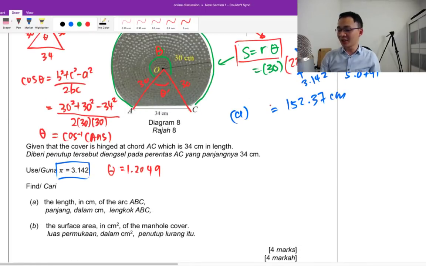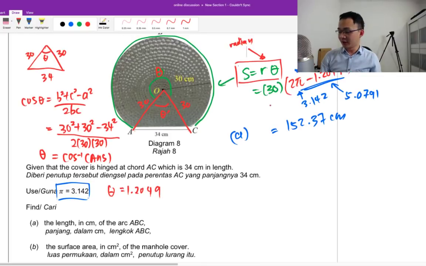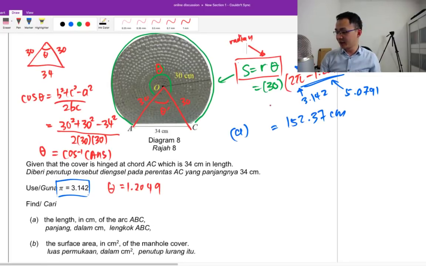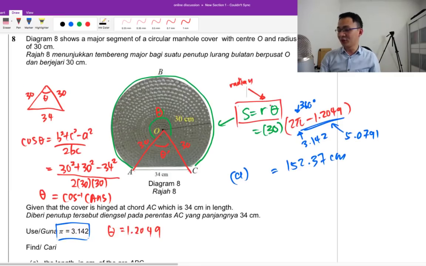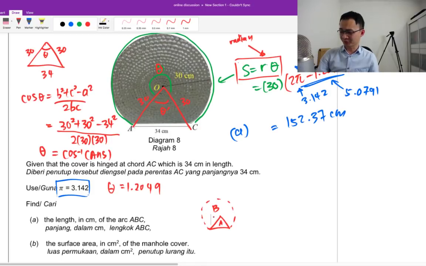The question asks you to find the surface area of the main whole cover. So basically you need to find the whole area, which is quite simple. I just need to find the triangle plus the big sector at the back here. So I need to find this area A and area B, and then I join them together, and I get the whole area.